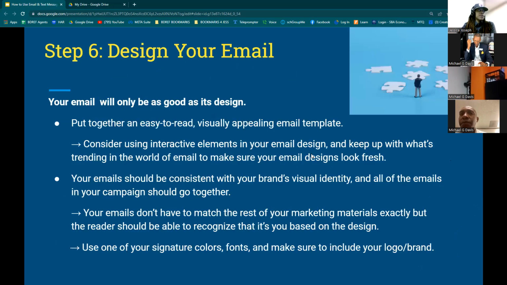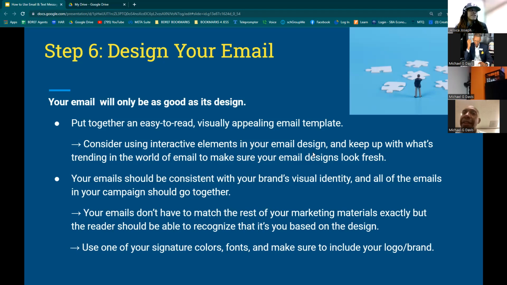Step 6, design your email. Your email will only be as good as its design. Put together an easy to read, visually appealing email template. Consider using interactive elements in your email design and keep up with what's trending in the world of email to make sure your email design looks fresh. Your email should be consistent with your brand visuals and identity, and all of the emails in your campaign should go together. So we're just touching on the presentation of the newsletter, of the email.